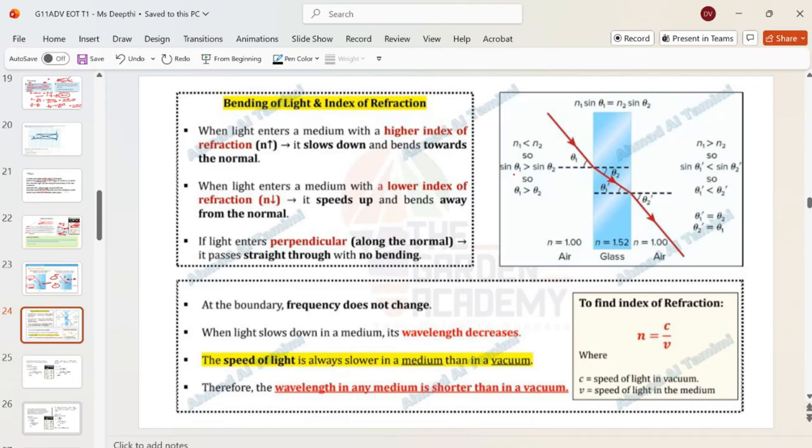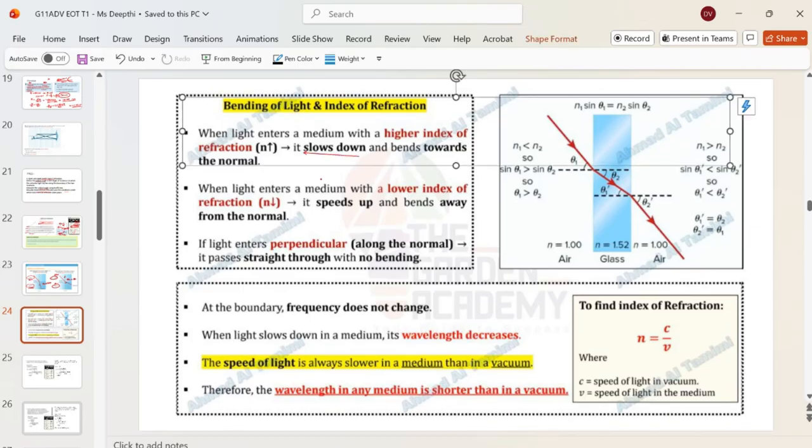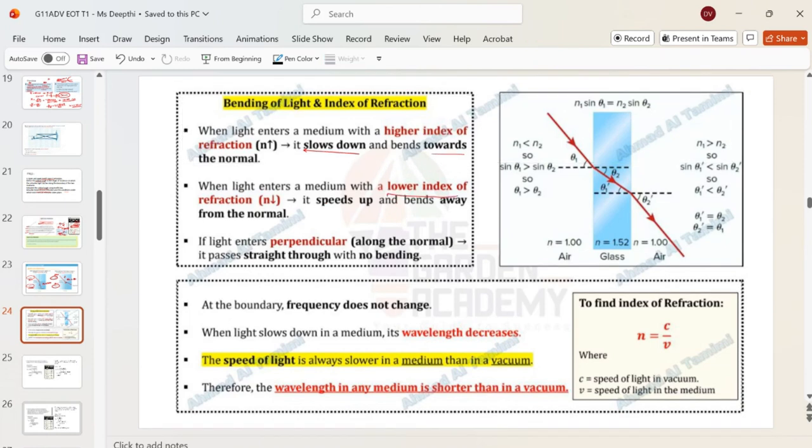I have already told you that when it goes to a high n region, it slows down and bends towards the normal. These are very important points. When light goes to a small n region, it speeds up and bends away from the normal. But if light enters perpendicular to any medium, it will not bend, it will just go straight. Okay, if there is no angle of incidence, it will just go straight.